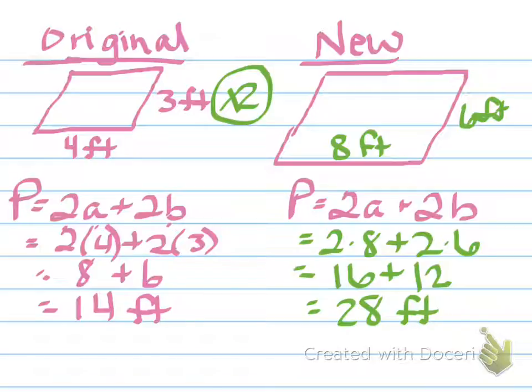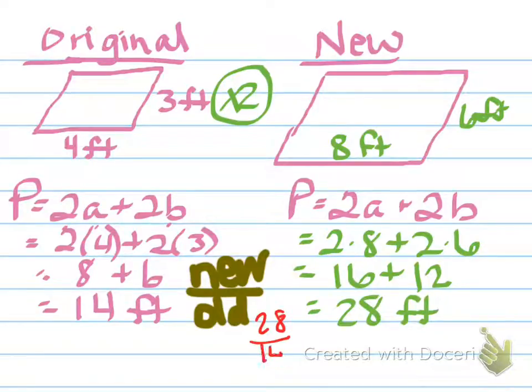If I want to figure out what the relationship is between the two, here's something that we can do. We can take the new divided by the old, and that will show me the rate of change. Okay, so the new is 28, the old is 14, and so the rate of change is 28 divided by 14, which is 2. And lo and behold, same thing as this one.